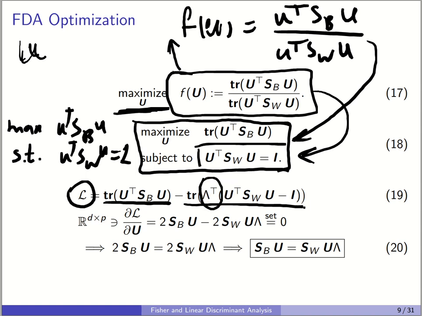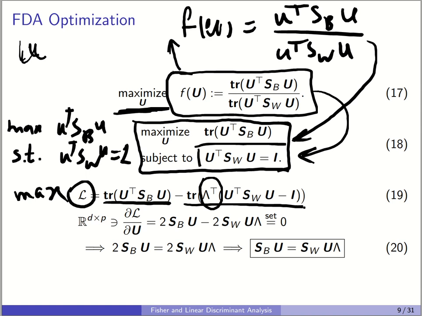This weight shows how important satisfying the constraint is compared to the objective function, which is trace of U transpose S_B U. This weight parameter is usually called the dual variable. As it is a maximization problem, we maximize this Lagrangian.